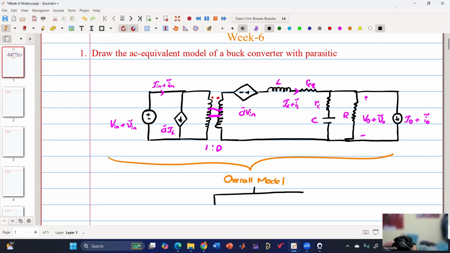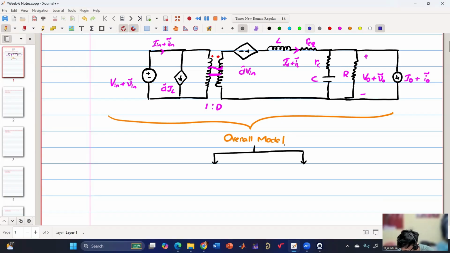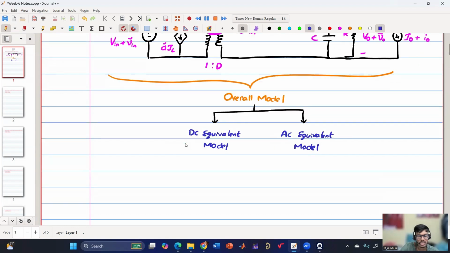This has two components. One is the DC equivalent model. One is the AC equivalent model. So how is the DC equivalent model helpful? We have seen in the previous week. It is helpful to get the steady state or operating point. Operating point at steady state. So I am representing steady state as SS.